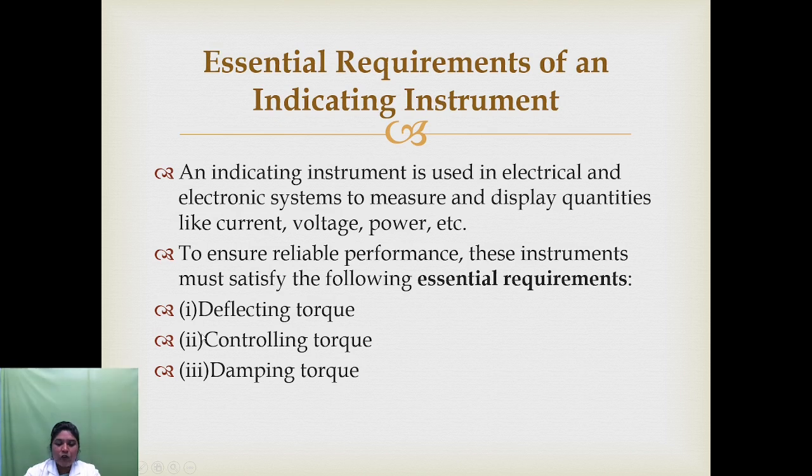So the effect of the unknown quantity is converted to a mechanical force, which is transmitted to the pointer that moves over a calibrated scale. That will be attached to a pivoted spindle. Now, for satisfactory operation, there will be three torques. First is the deflecting system that produces the deflecting torque, second is the controlling system that produces the controlling torque, and third is the damping system that produces the damping torque.